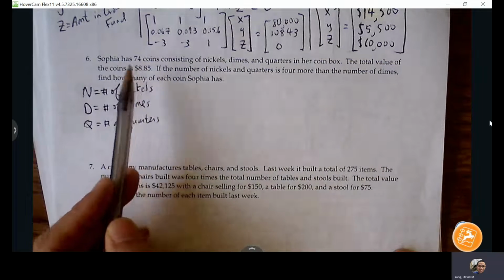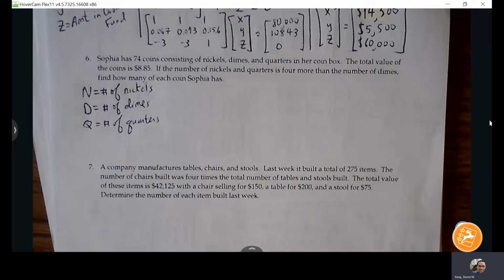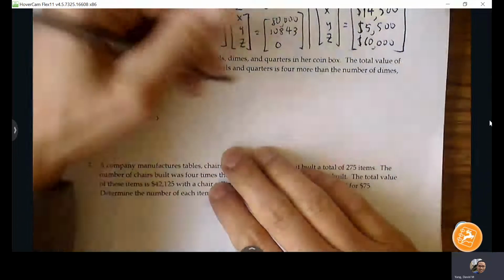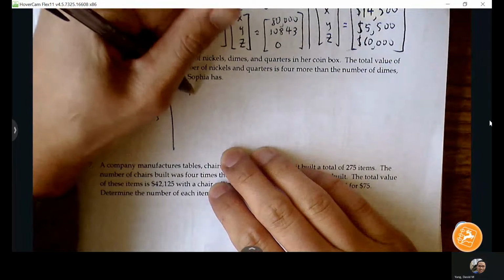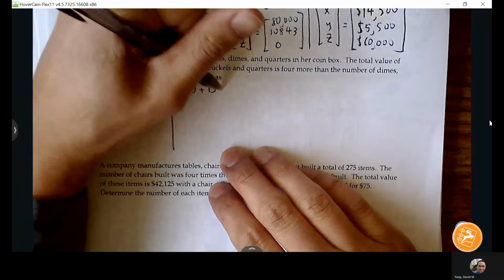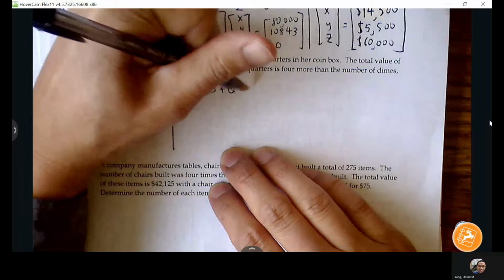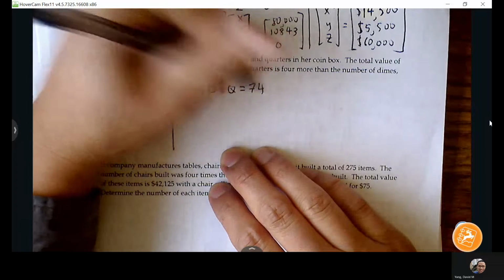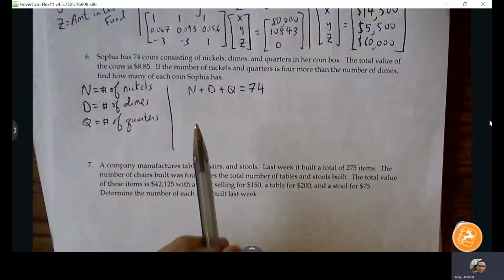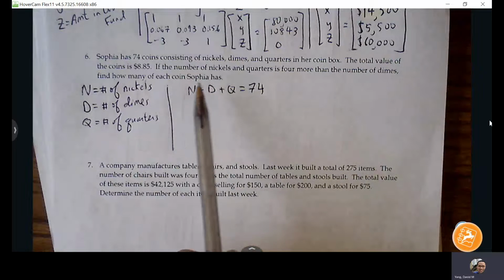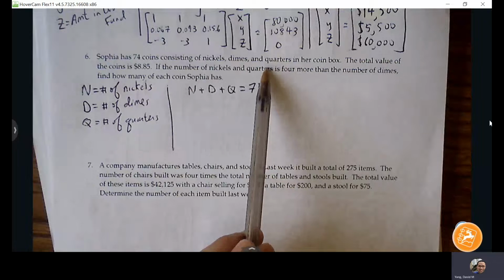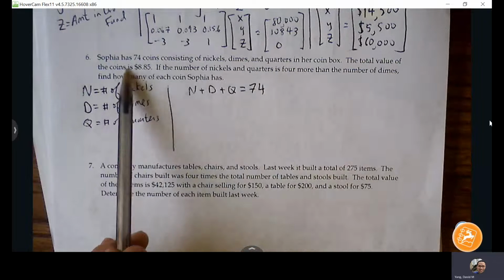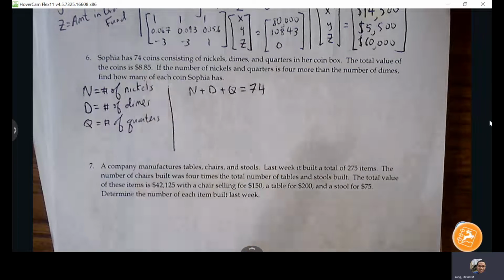74 coins. What can we do there? All right, so each of the coins is going to have a specific value attached to it, but we know that ultimately we want all the coins to total up to be $8.85.